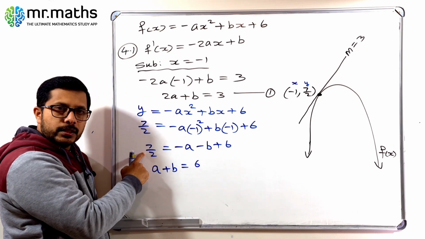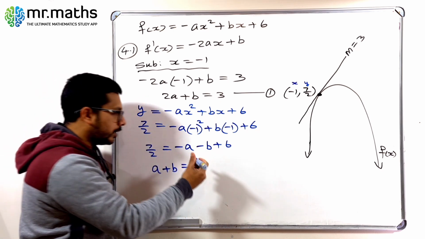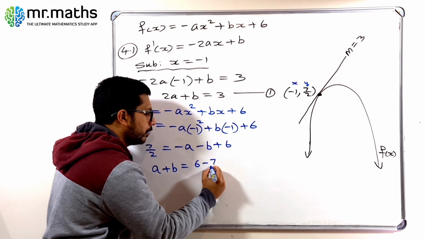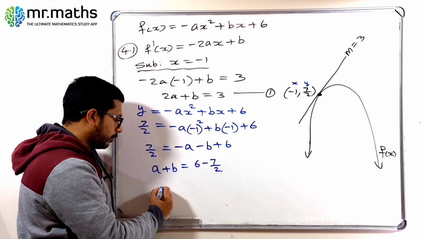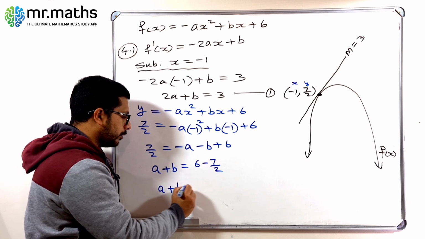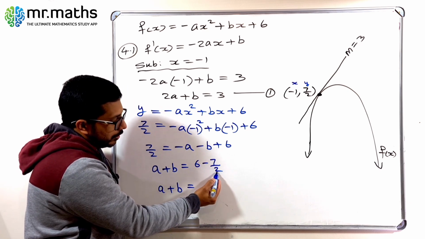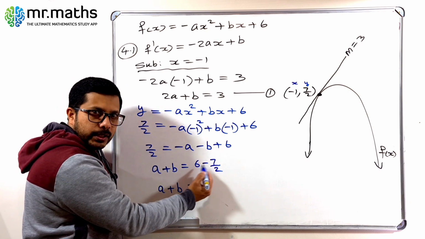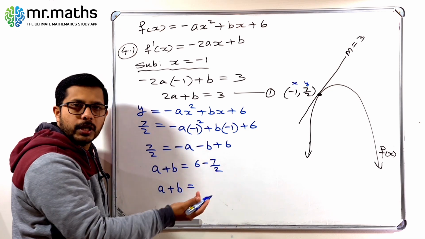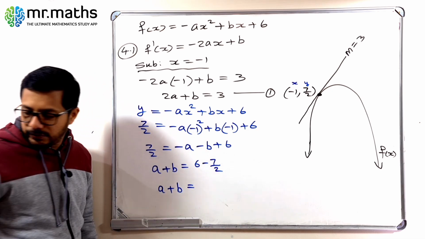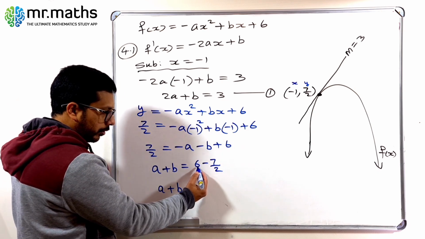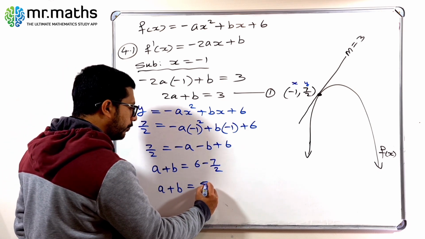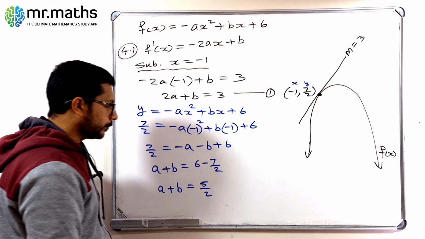Now you have to take this 7 over 2 to the other side, so it is minus 7 over 2. Okay, so what is the answer now? a plus b is equal to, what is the LCM here? 2 times 6 is 12. 12 minus 7, or you can use your calculator, no problem. Okay, so anyway, you have to find the answer of that one. So 2 times 6 is 12. 12 minus 7, 5. 5 over 2.